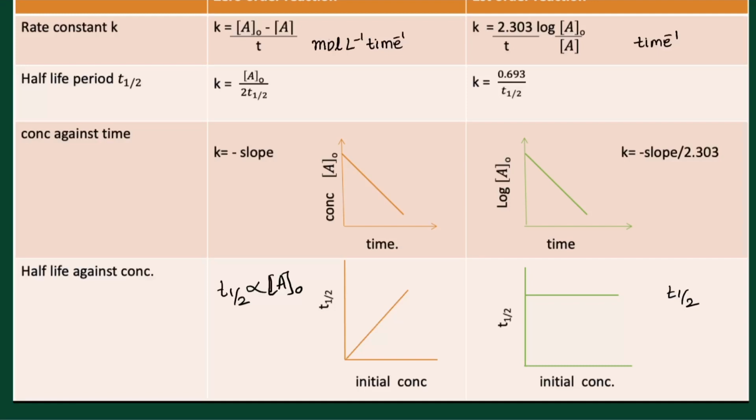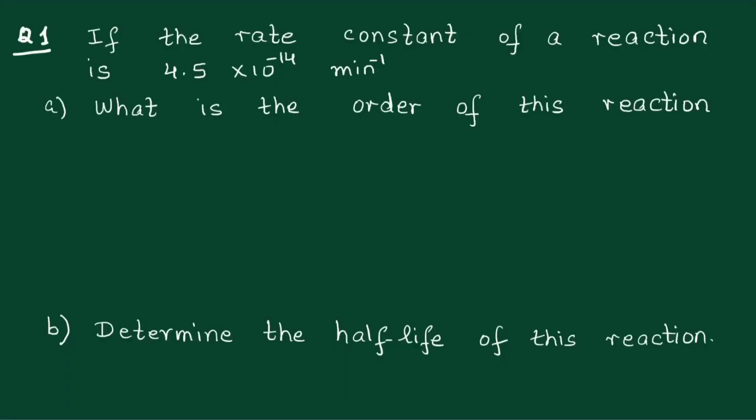Ready to go? Okay, I'm going to first share the question with you. Now many of these questions are similar to what you may find in your textbooks. I have simply played around with numbers to give an originality to the questions and also to give you an opportunity to try those questions yourself. The question says if the rate constant of a reaction is 4.5 into 10 to the power minus 14 per minute, what is the order of this reaction?